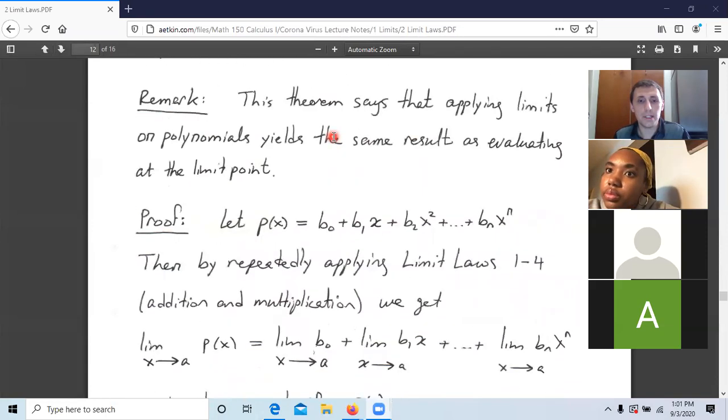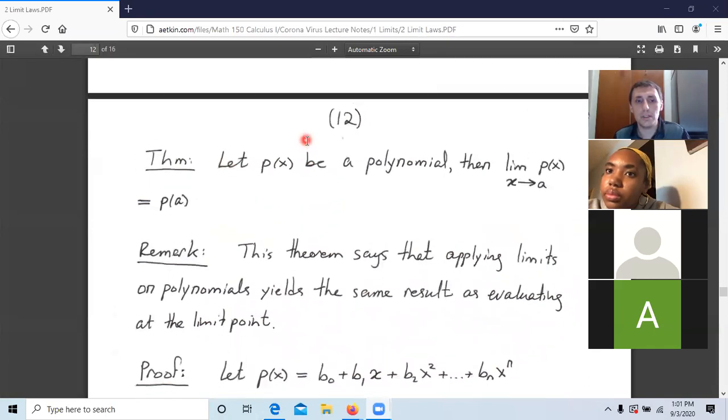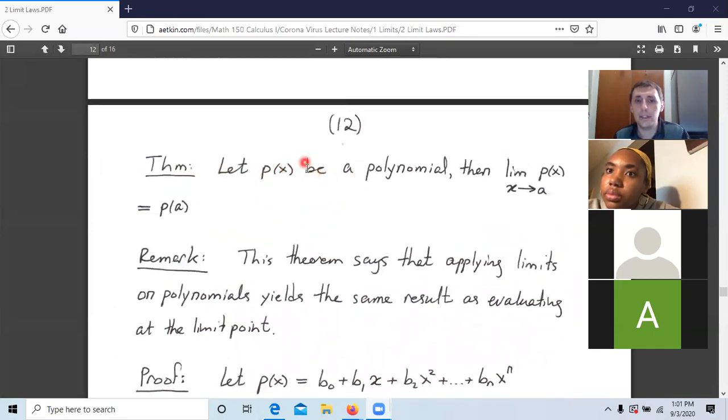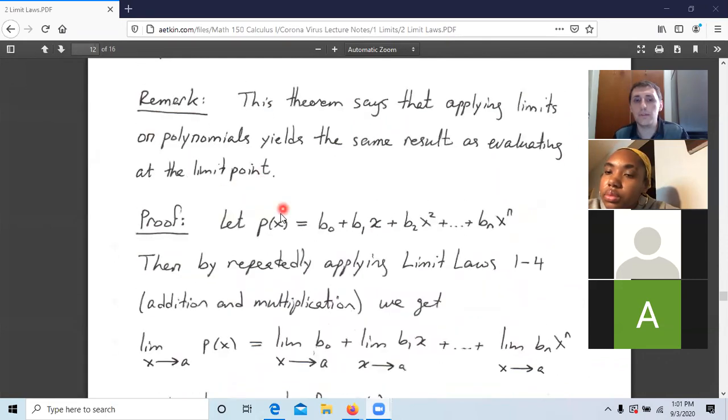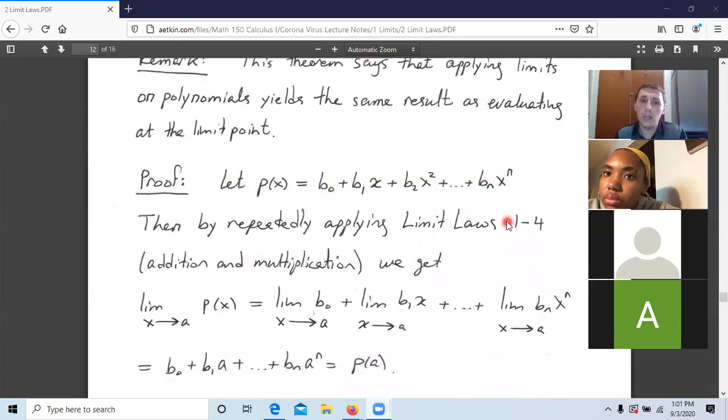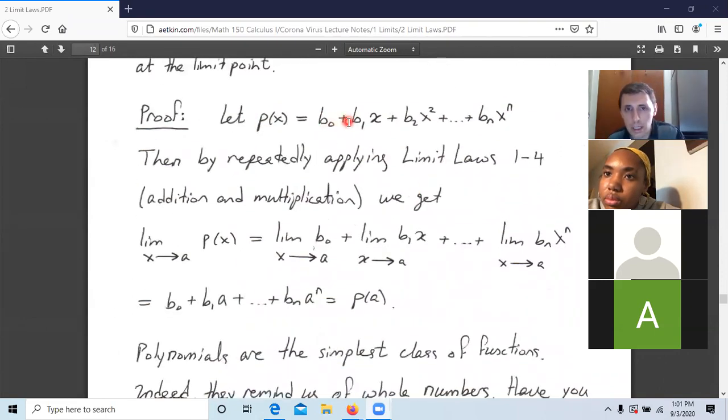So basically what I want to say, just this one last thing, is that if we are dealing with a polynomial, then evaluating the limit means you can just plug in the value. There is no difference. And the reason for that is every polynomial can be written in this form. I hope you can try to play around and convince yourself that every polynomial can be written this way. And then I see that I can use the addition and multiplication limit laws to calculate the limit.